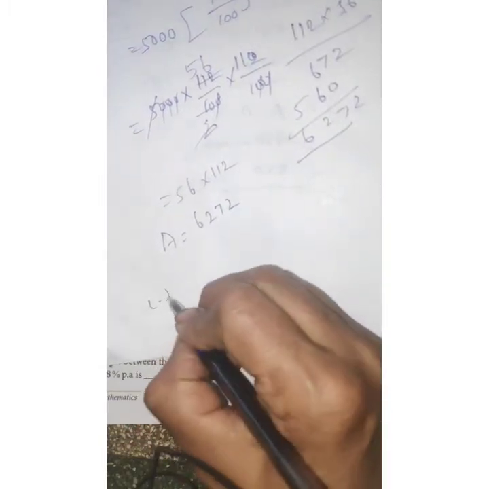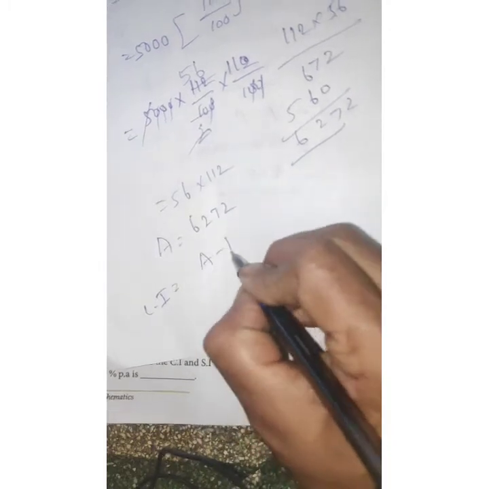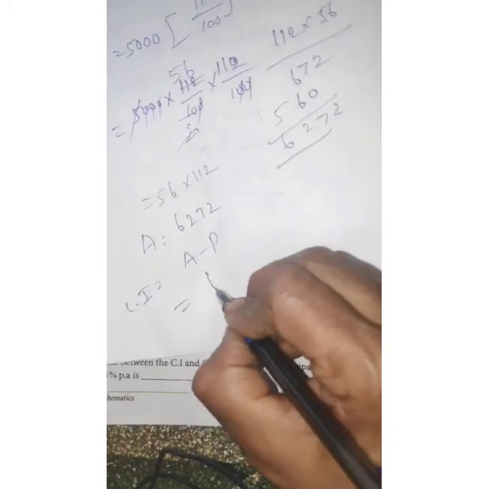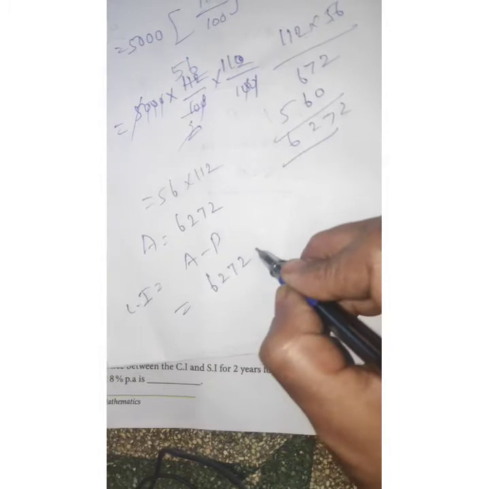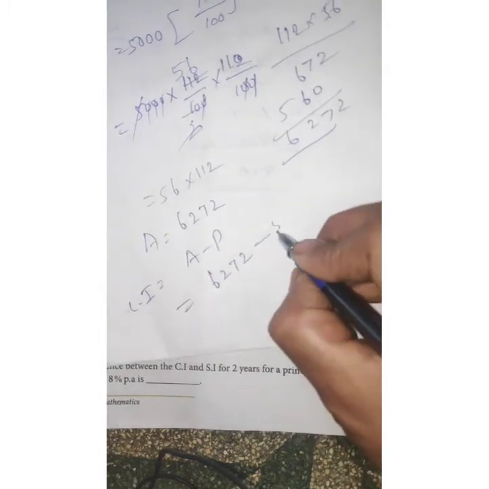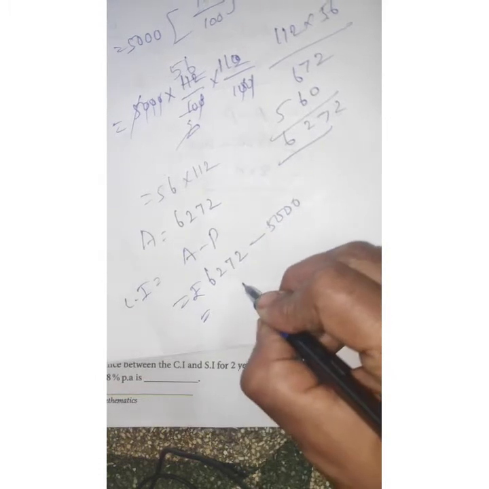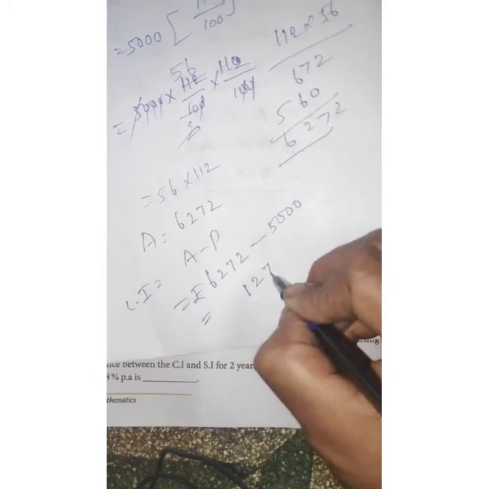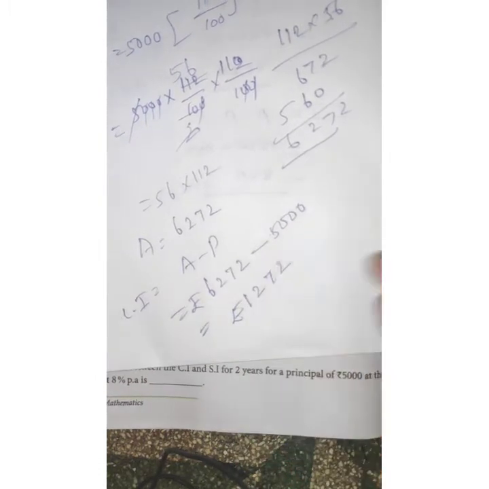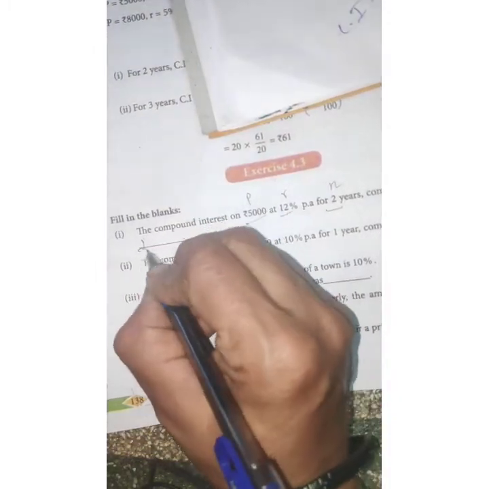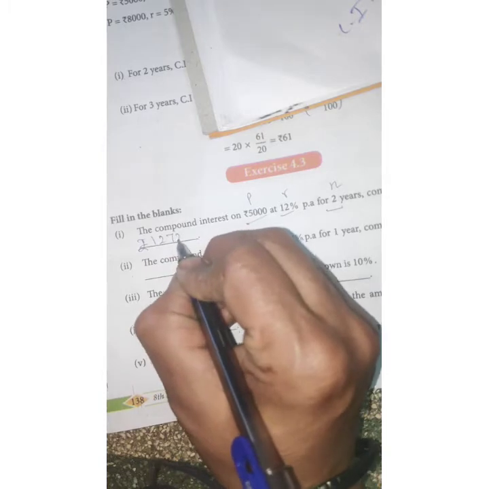6272. CI equal to formula A minus P. A value equal to what is the value? 6272 minus P value equal to 5000. Minus and get the answer equal to 1272 is the answer. So first filling the blanks, what is the answer? Rupees 1272.